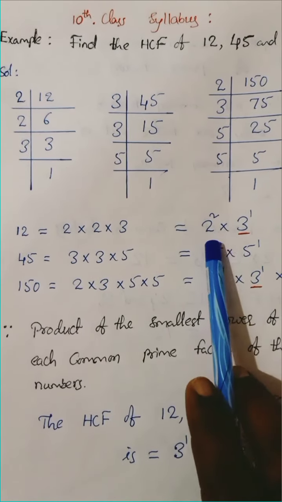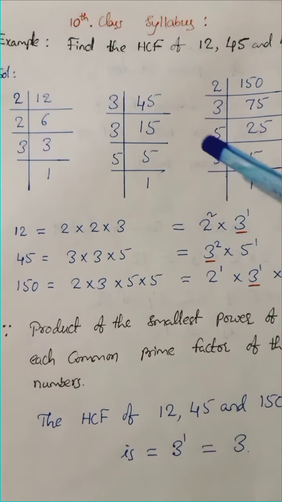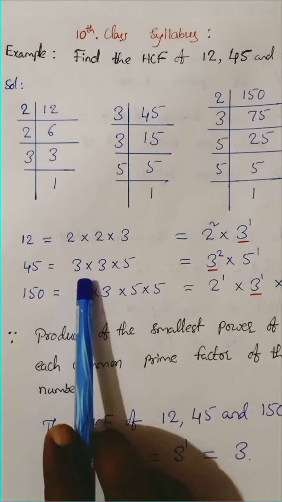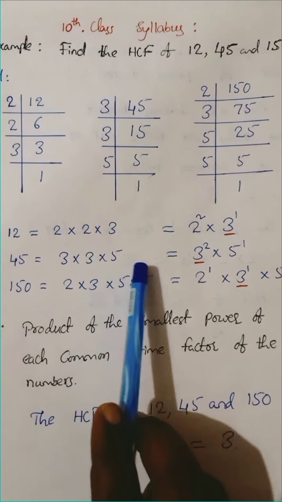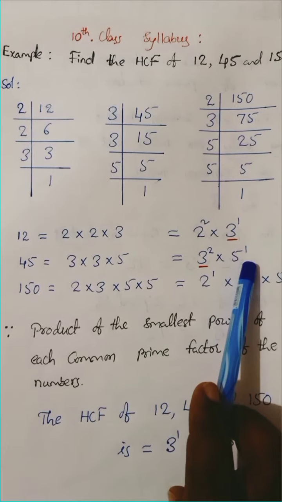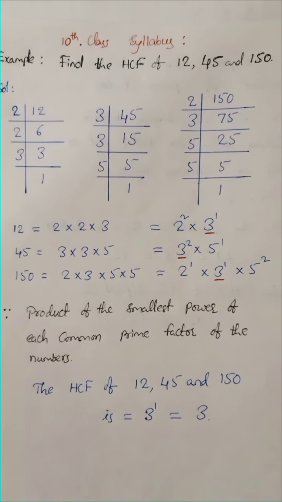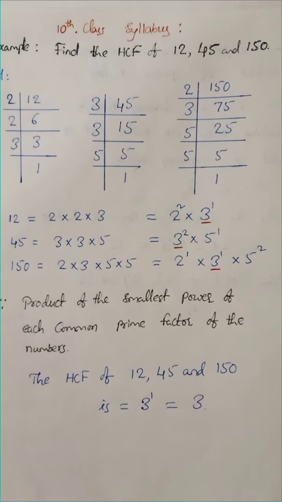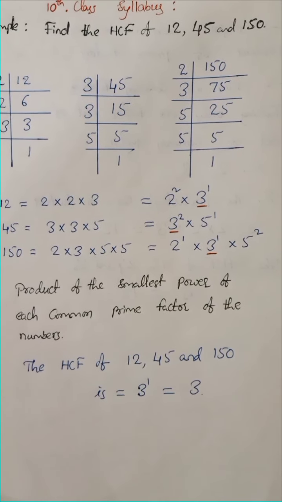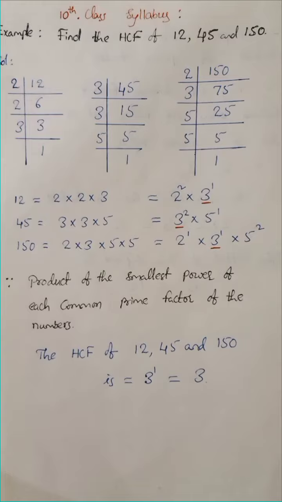That means 2 square into 3 power of 1. 45 is equal to 3 into 3 into 5, that means 3 square into 5 power of 1. 150 is equal to 2 into 3 into 5 into 5, that means 2 power of 1 into 3 power of 1 into 5 power of 2.